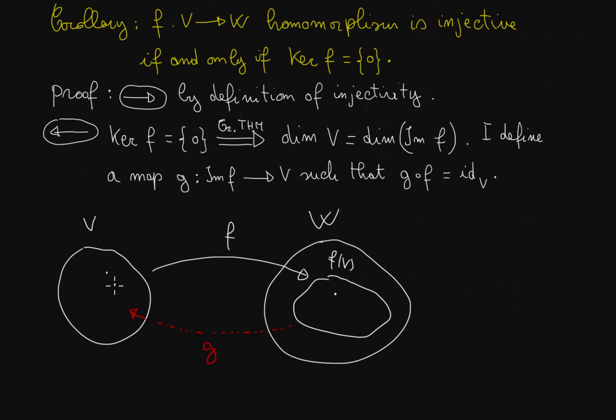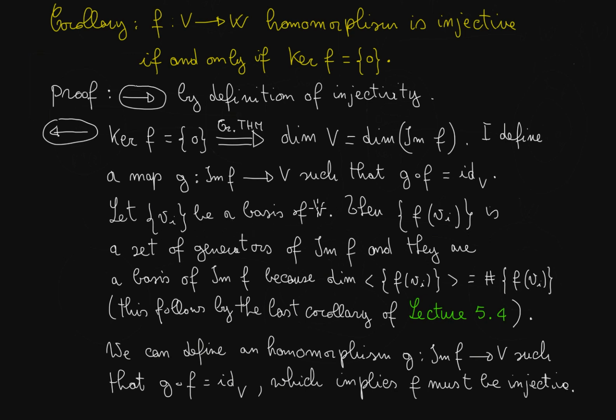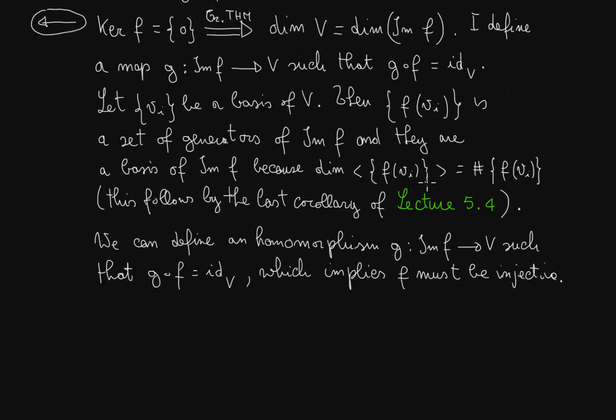Let vi be a basis of V. Then the images of the elements vi in the codomain, namely f of vi, are a set of generators of the image of f. This is always true, it doesn't need any assumption. This is always true for any homomorphism f. Let's prove that, besides being generators, the f of vi's are also linearly independent.